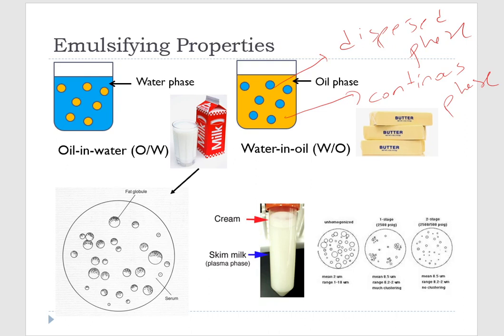So these are the common emulsion types, but there are also some multiple emulsions in the food industry, like oil, water, oil, or water, oil, water. These are called multiple emulsions.